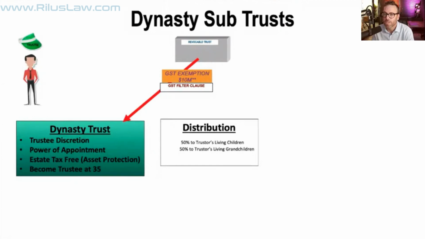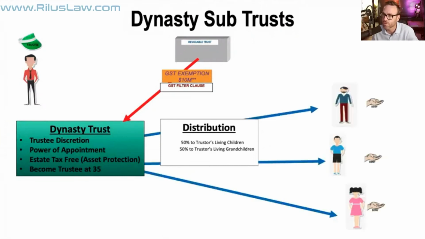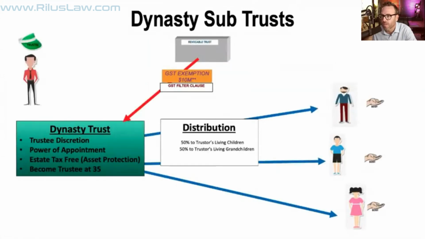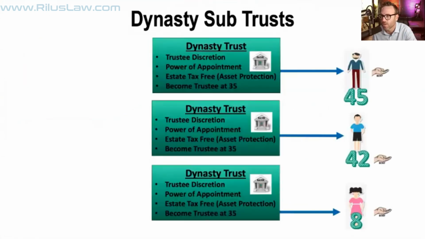So if we say 50% to the trustor's living grandchildren, then however many grandchildren are living at that time would get a share, would get a dynasty trust. And we could divide it between all of the living grandchildren. So if we have dynasty trusts for the children and the living grandchildren, they're all defined. In this case, there's one living grandchild and two children. Under this scenario, 50% to the grandchildren, 50% to the children. So this grandchild would get 50% in her dynasty trust, and then 50% would be divided between these two children and their dynasty trusts.